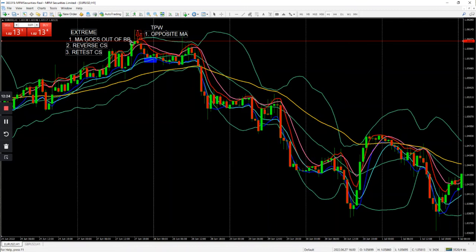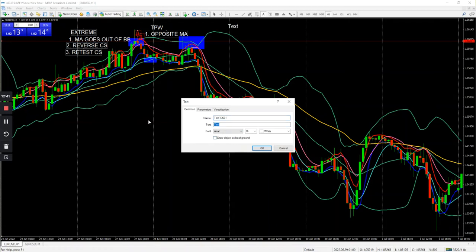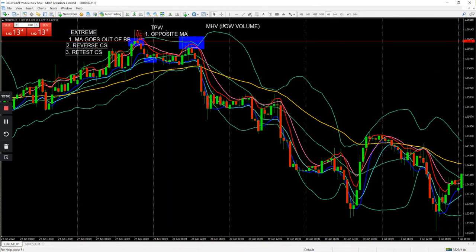So this is extreme. This is market hilang volume. After TP wajib is MHV, or in English, low volume. Low volume means there is no more volume to bring the bull market further up. The sellers are starting to kick in.